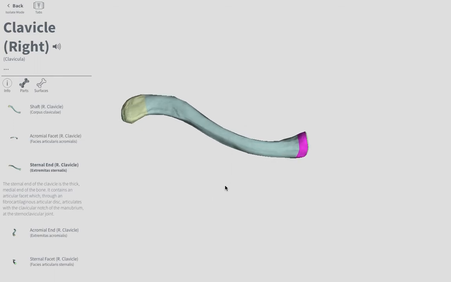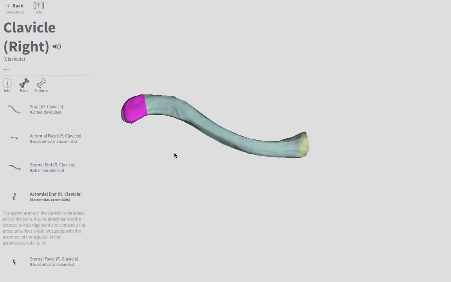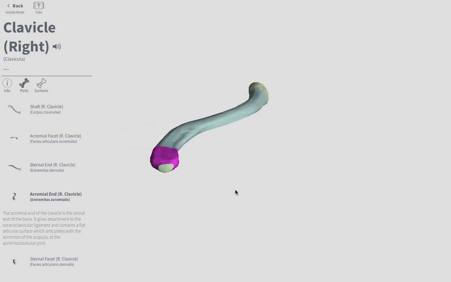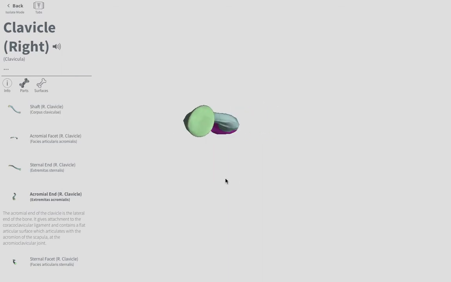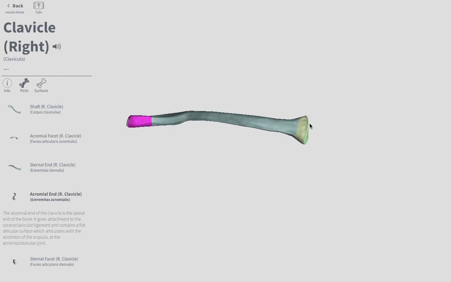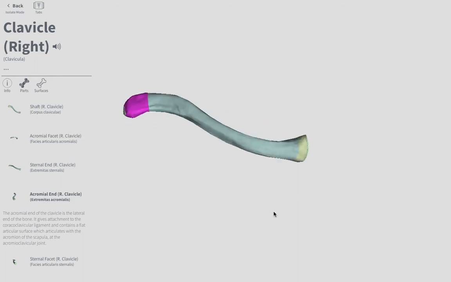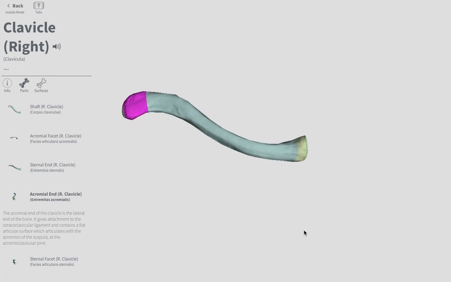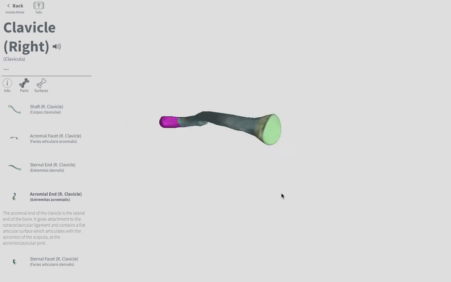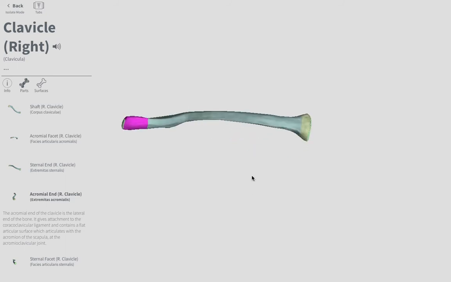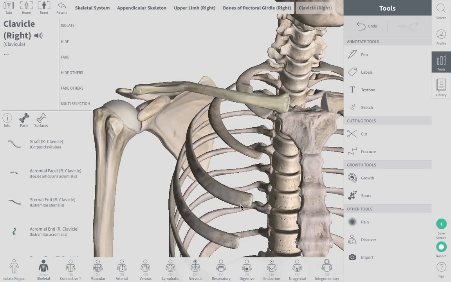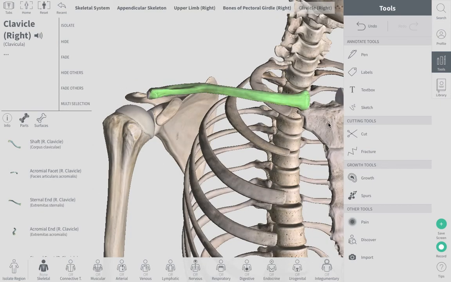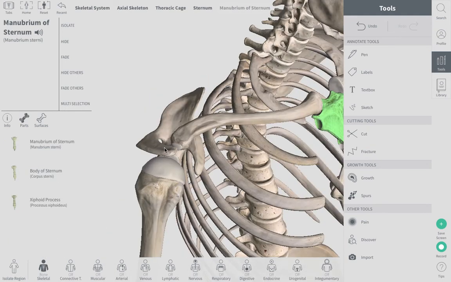Well, if you look at it from a superior aspect, you can kind of tell that the acromial end is flatter, whereas the sternal end kind of goes up and down vertically, where here that's more of a horizontal angle. So be able to differentiate between the two. So to give you a sense of where it articulates, the sternal end will articulate with the sternum, and the acromial end will articulate with the acromion.